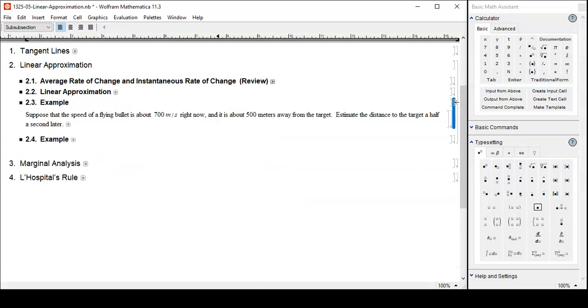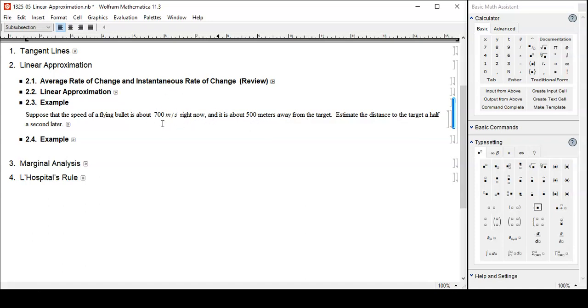Okay, let's go to an example problem. Suppose that the speed of a flying bullet is about 700 meters per second right now, and it is about 500 meters away from the target. Estimate the distance to the target a half of a second later. Okay, we are talking about estimation of a future value. Right now it is 500 meters away from the target, and half a second later it must have gotten a lot closer.